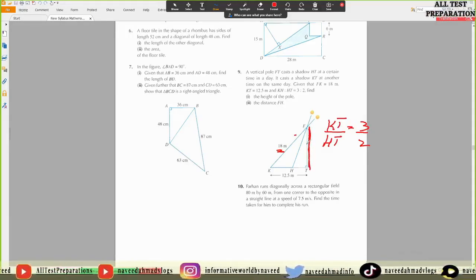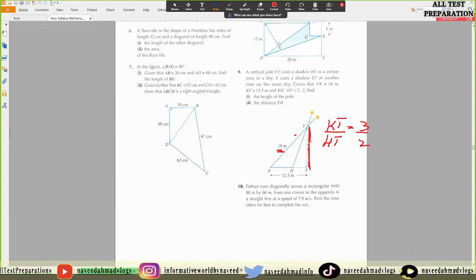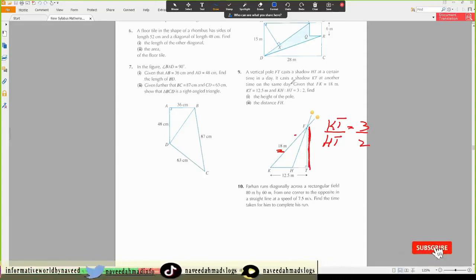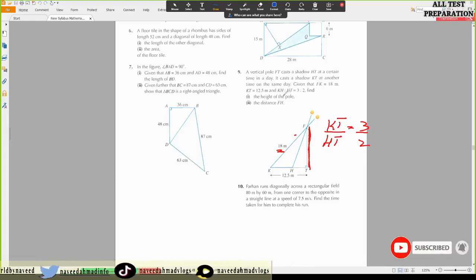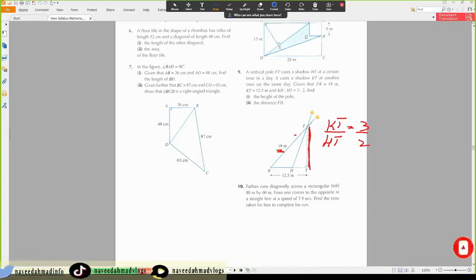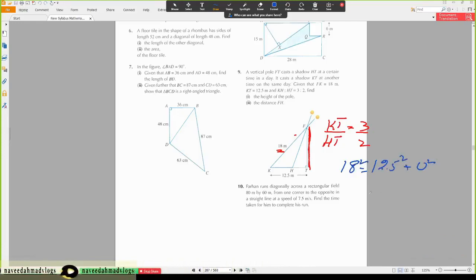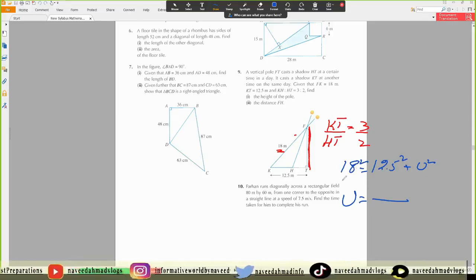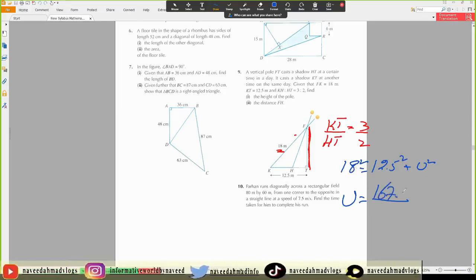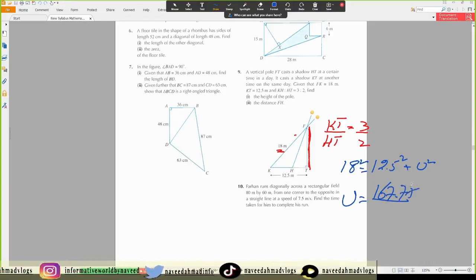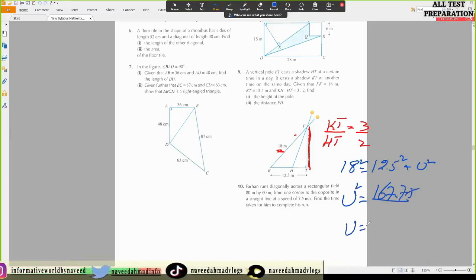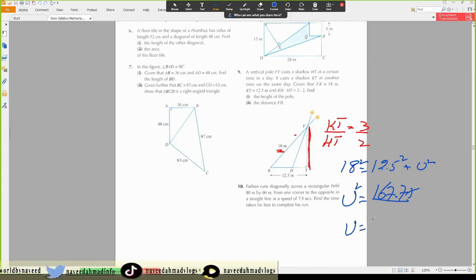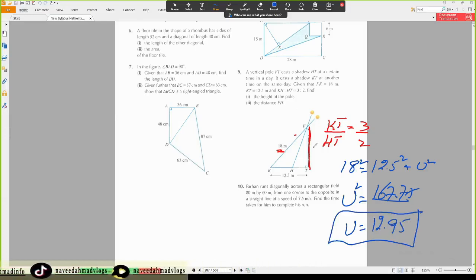Okay, so what do you think? क्या करना होगा इसमें? 18 square equals 12.5 square plus U square. Yes, good. So from this you will get U. Okay. इसको कैलकुलेटर के थ्रू कर लो, क्या आंसर आता है? 157.75. स्क्वायर रूट ले लिया आपने? नहीं, 12.95. Okay, this length is 12.95.